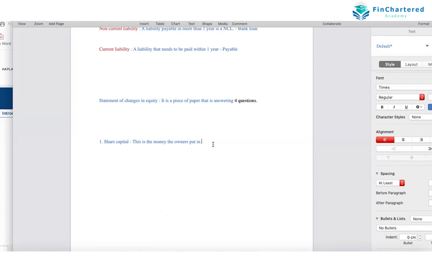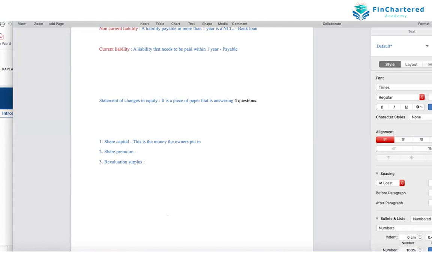So this is the money the owners put in, right? Then comes share premium, which is closely related, but again, I will give you those details shortly. It is also part of equity. Then comes revaluation surplus. Again, what does this mean?